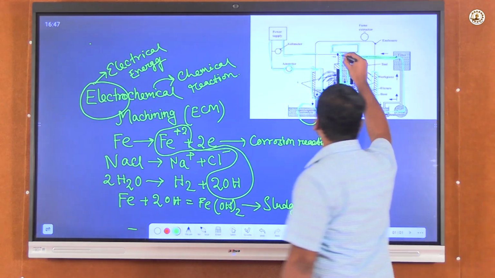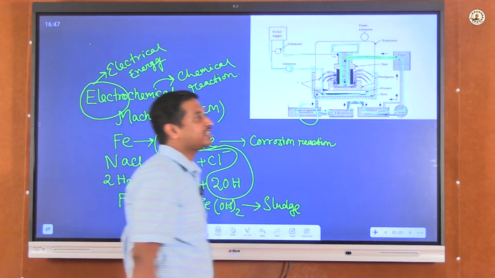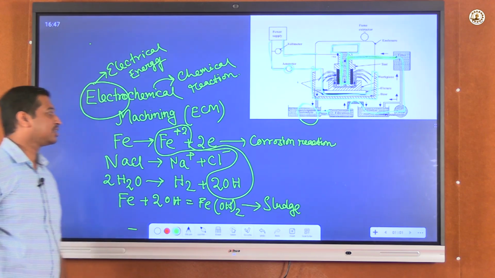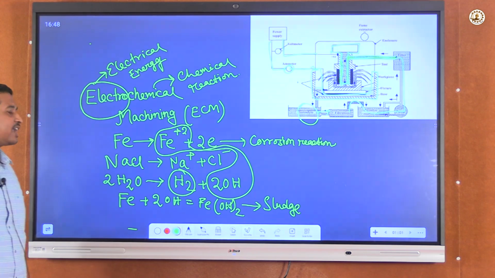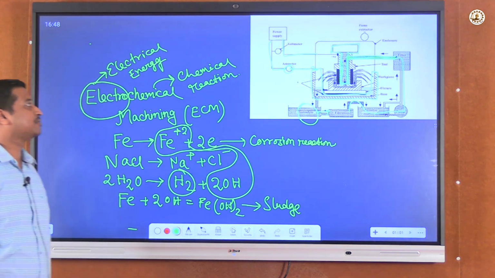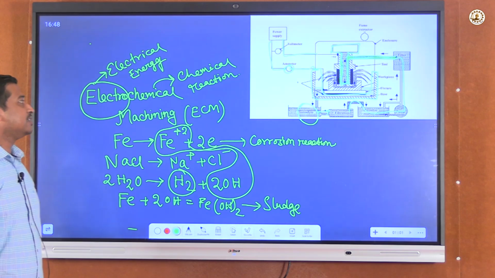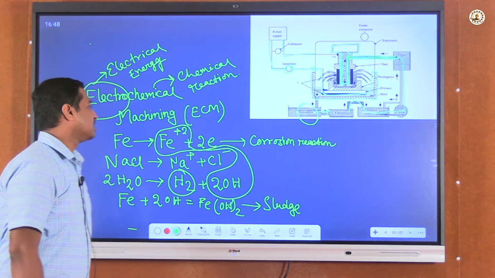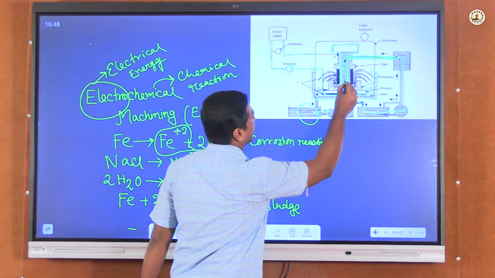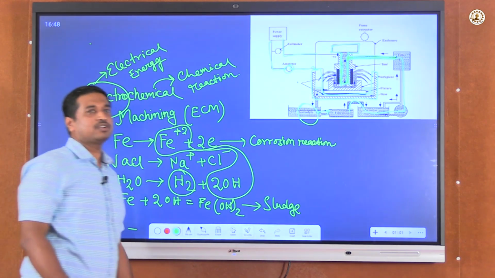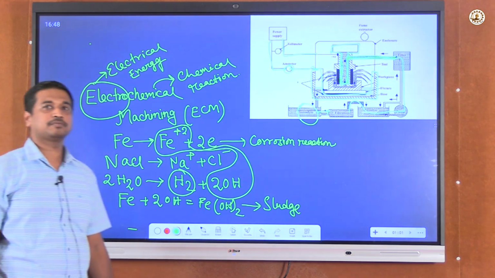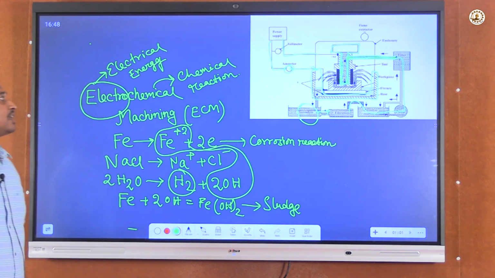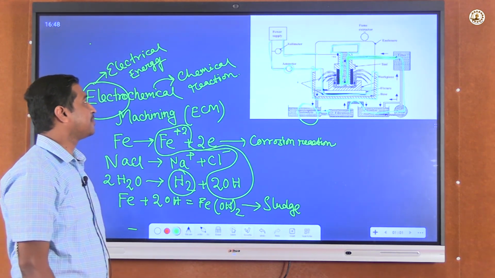Now, why is this through hole required in the tool? Because there is production of hydrogen gas, and this hydrogen gas is very explosive, and it may cause fire in the machining zone. So to remove this hydrogen gas, there is a hole to blow it out to the outer section. It is one of the reasons for the hole in the tool. So this is the basic material removal process of electrochemical machining.